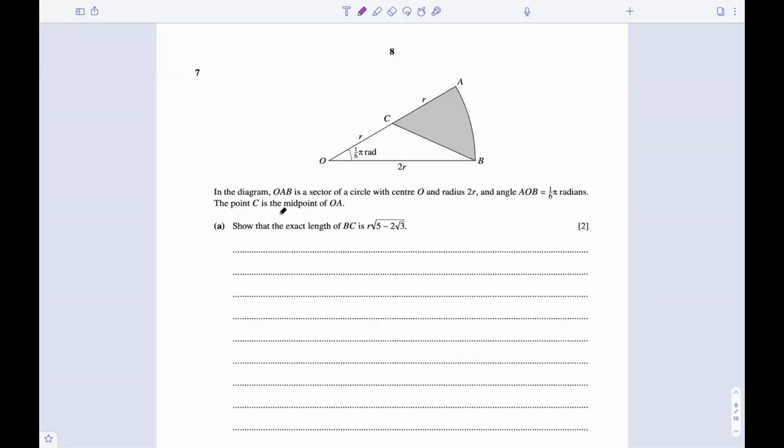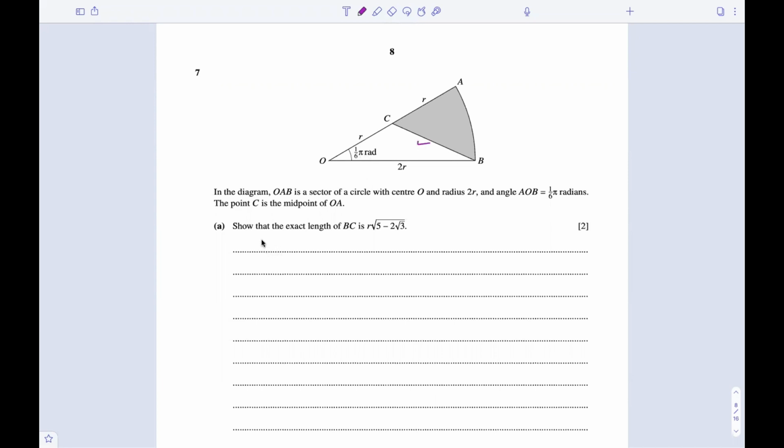In question 7, we have a sector OAB with center O and radius 2r. The angle is 1 upon 6 pi radians and C is the midpoint. We have to show that the exact length of BC is r square root of 5 minus 2 root 3. So we have a triangle OCB where the two lengths and the angle between them is given, and we have to find this third length, which is CB.